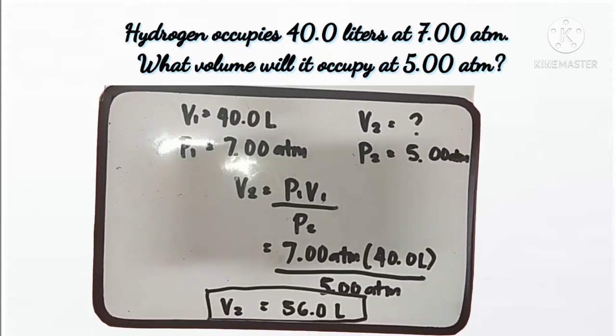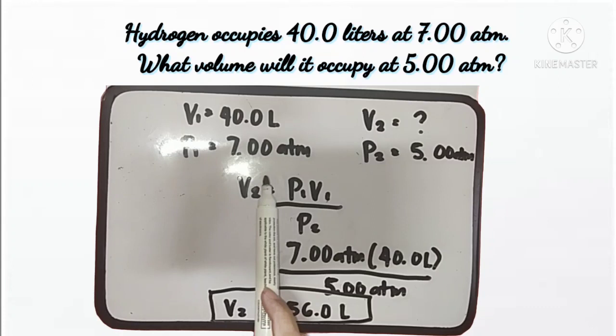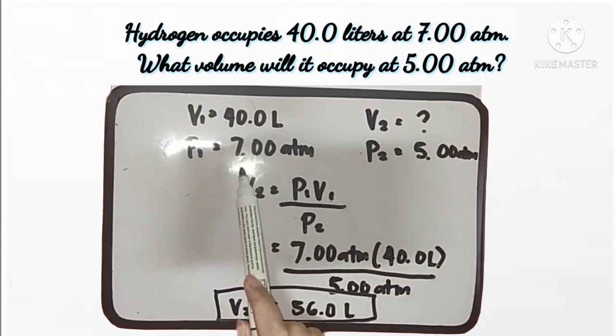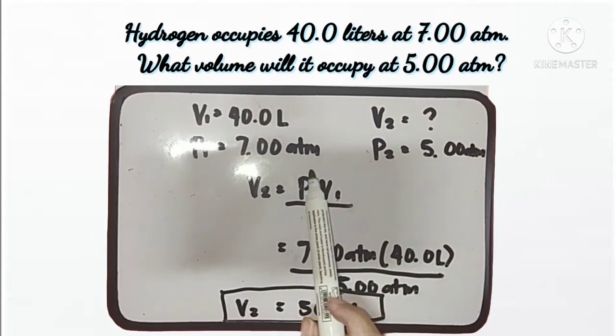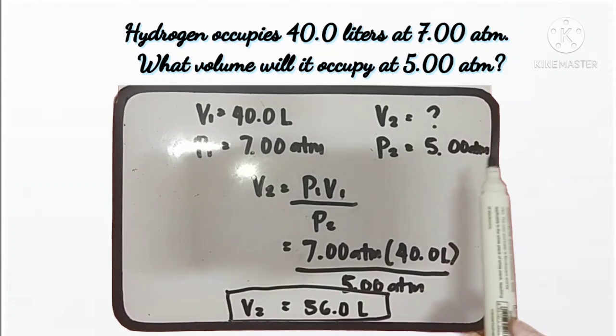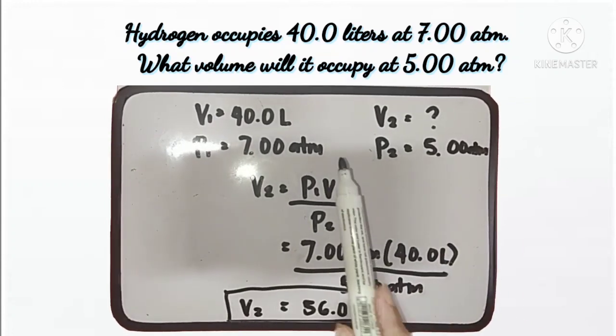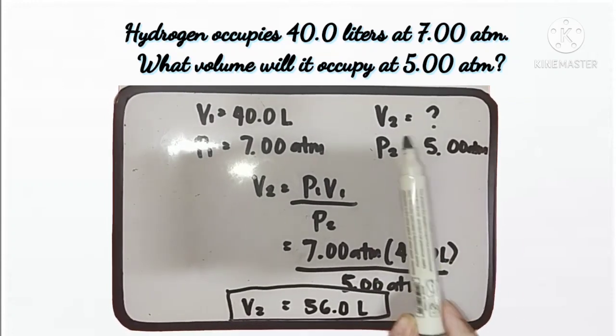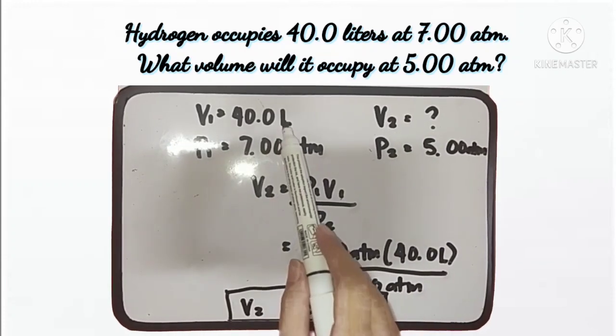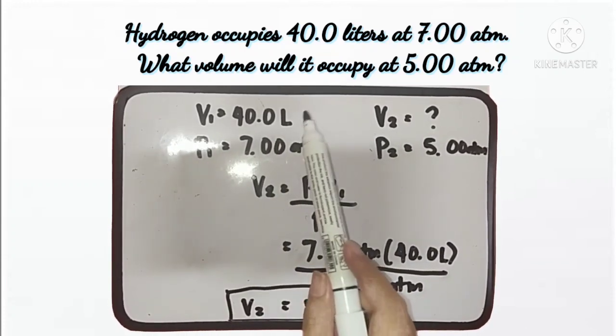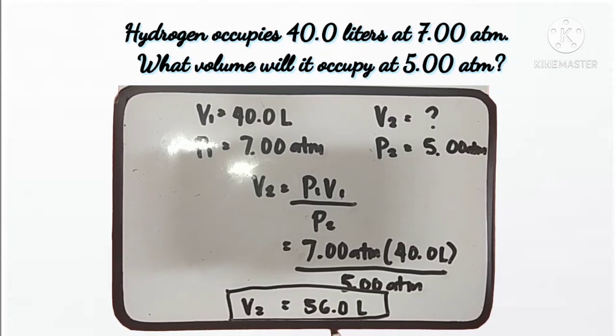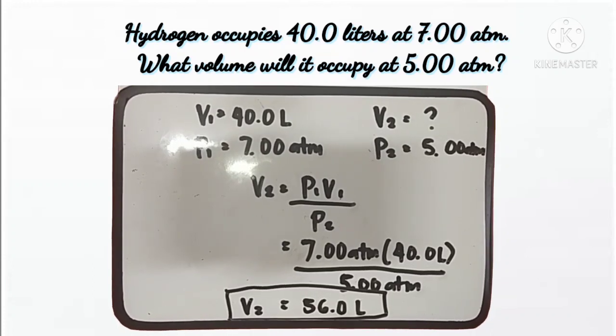Now looking at the result, comparing the pressure, the initial to final, the pressure decreases, which means that the volume must increase. That's why from being 40 liters, the volume of the gas increased to 56 liters. And that shows again the inverse relationship between pressure and volume.